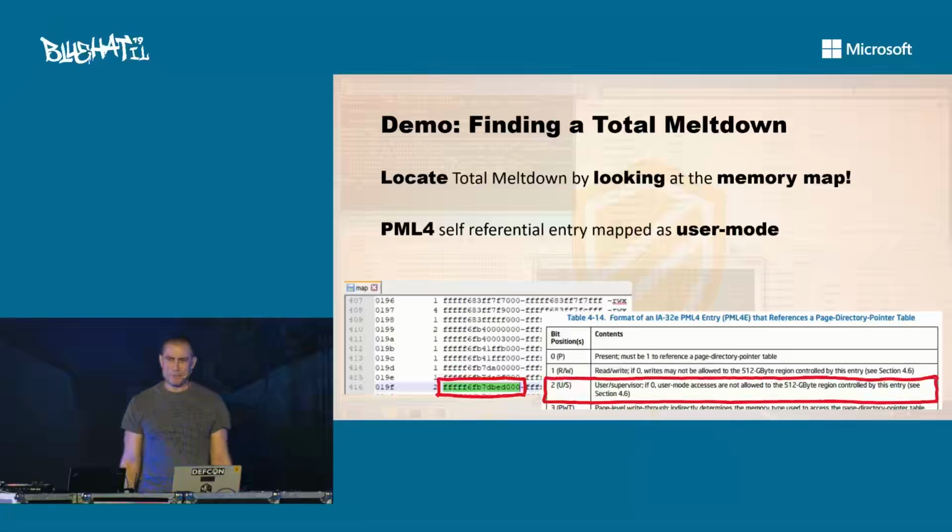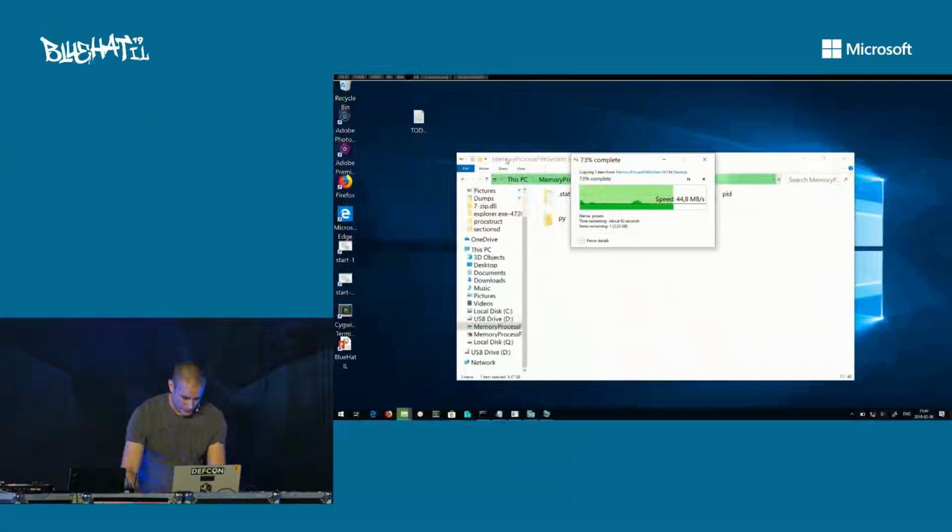I'm going to do a demo of how I came across it, and we'll find it by looking at the memory map we had just had a look at. There we'll see that the PML4 self-referential entry, which is the base of the page table, is mapped straight into user mode. So let's switch back here.